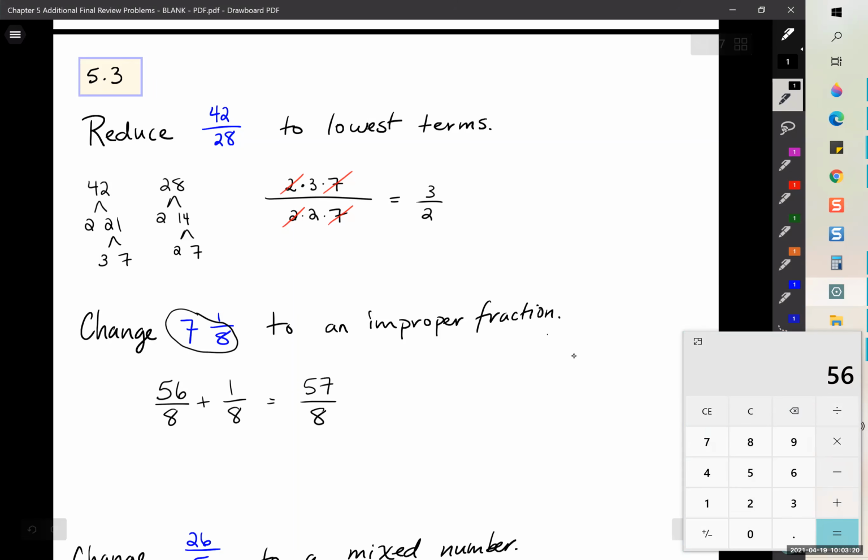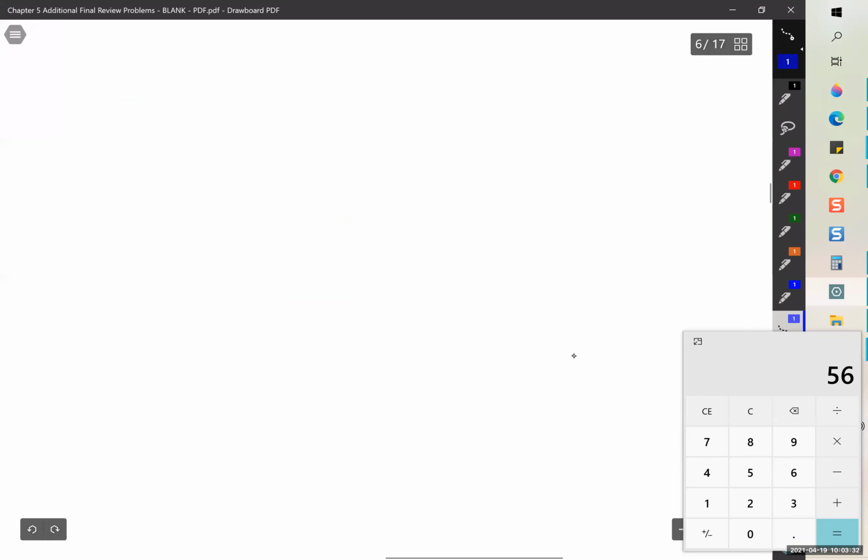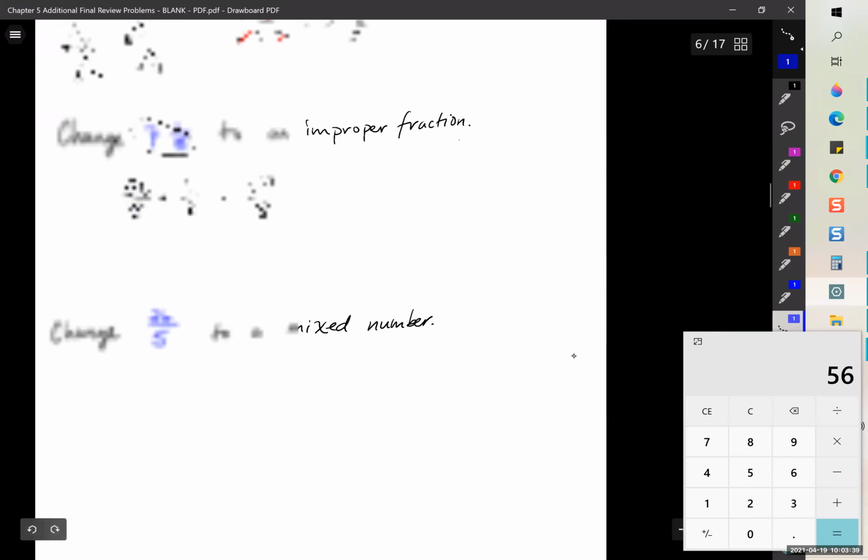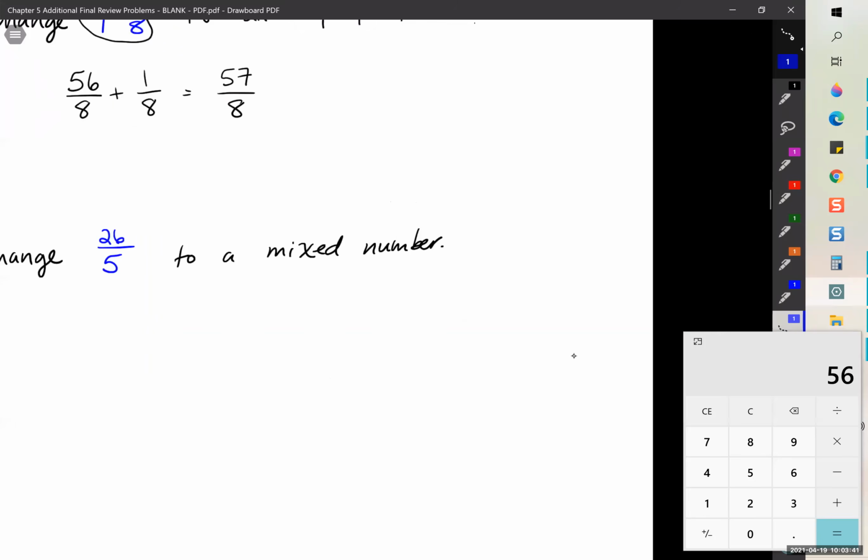So the way we think about this is we take 7 times 8 is 56, add the 1 to it, gets us to 57, and you're always over whatever you originally had as your denominator. Now the reverse: we'll change this improper fraction to a mixed number.